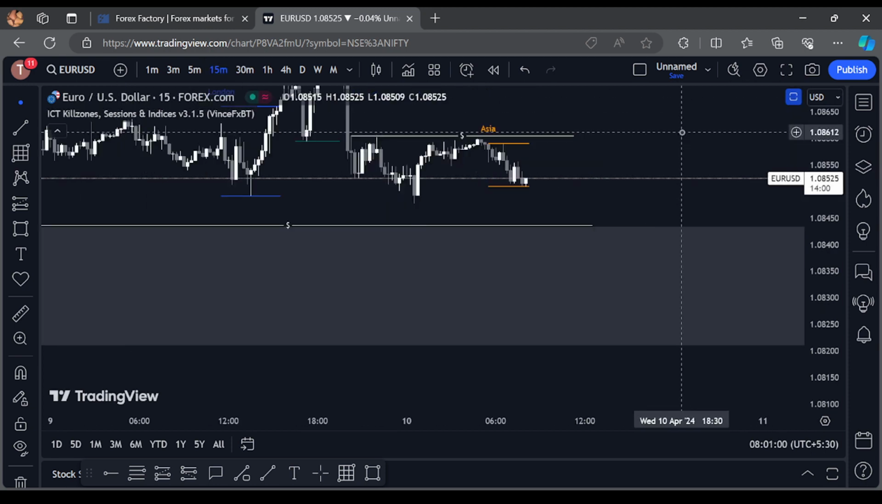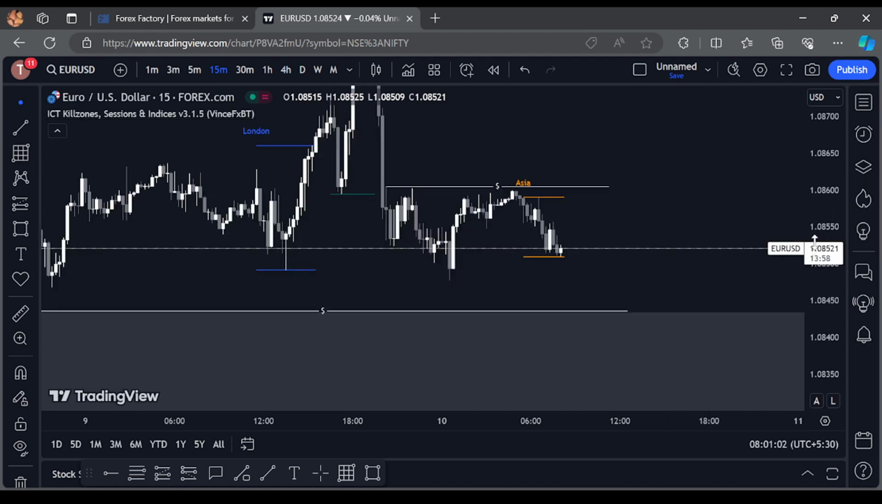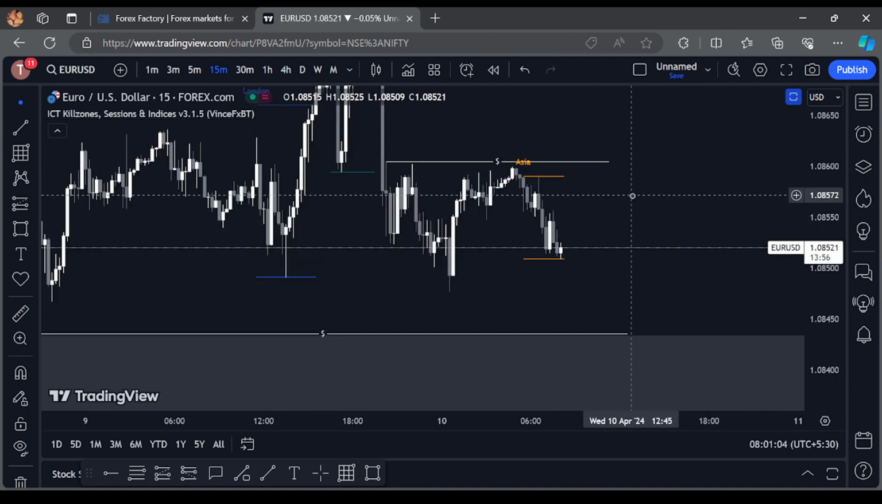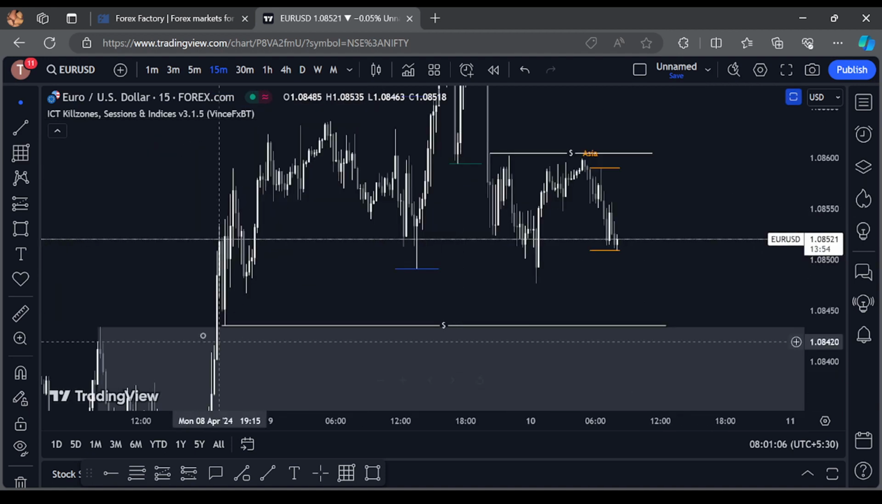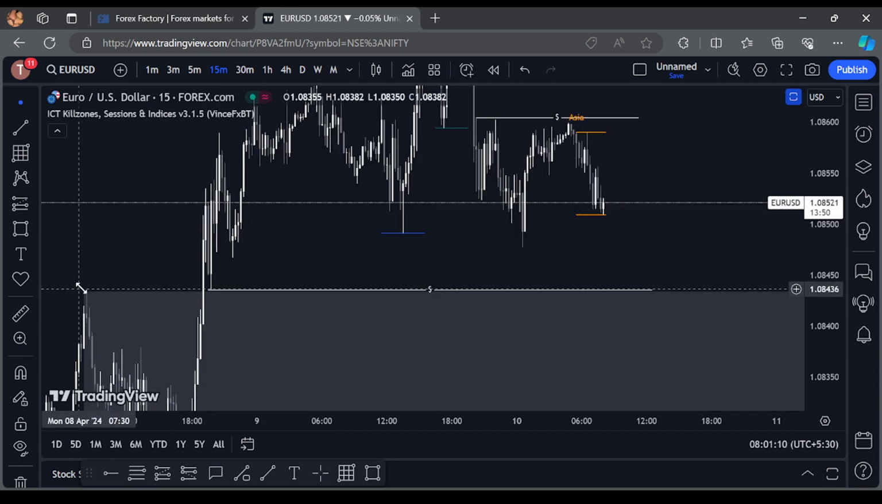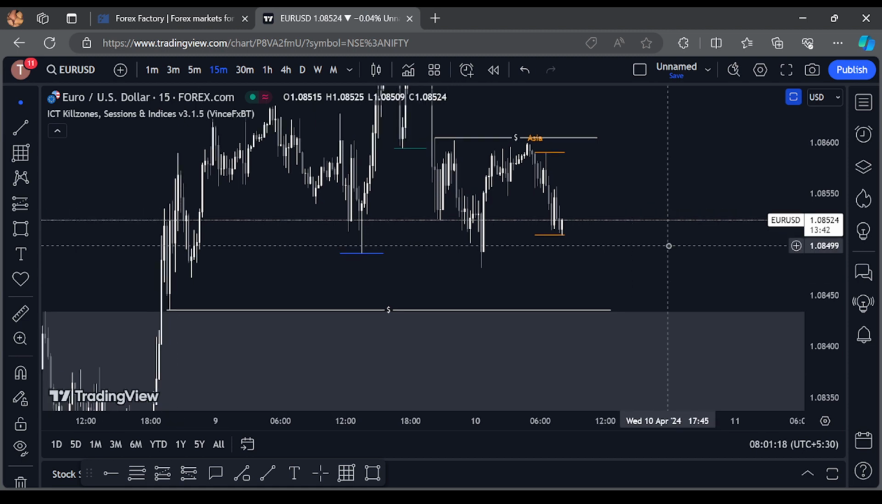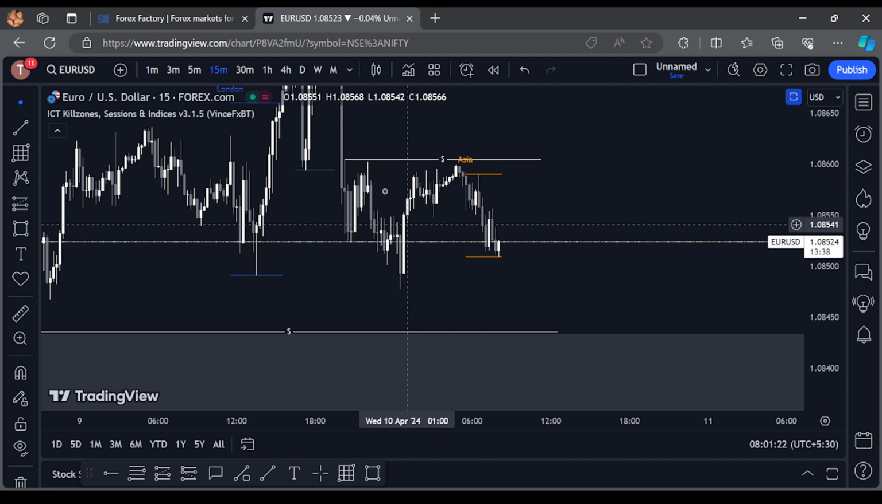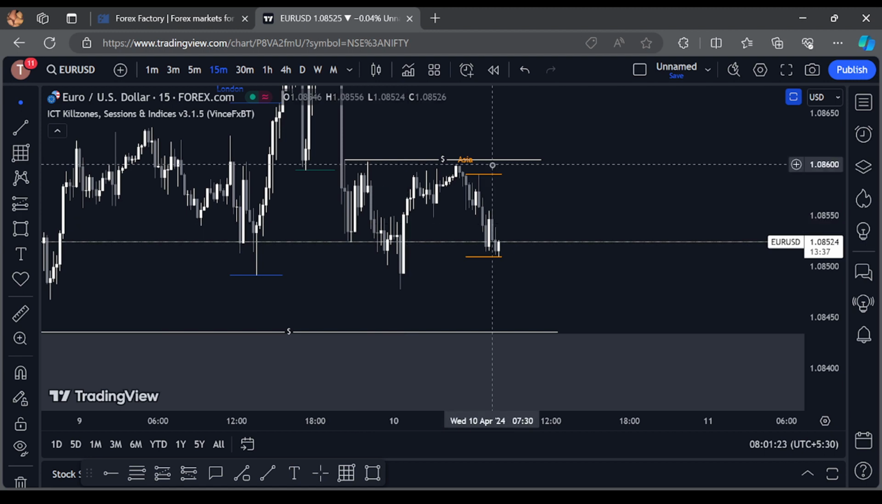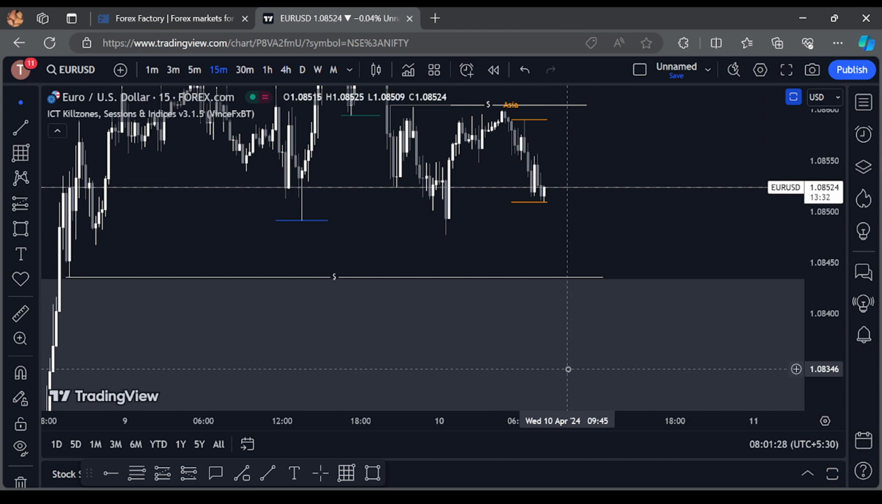What we have here is equal highs accumulated right above Asia and we have this low which is unmitigated. I mean this swing which is unmitigated, and we have equal lows accumulated right below this overall structure. So I'm anticipating the price to take the Asia high and then sweep these equal highs and then move into the downward direction towards this unmitigated swing.